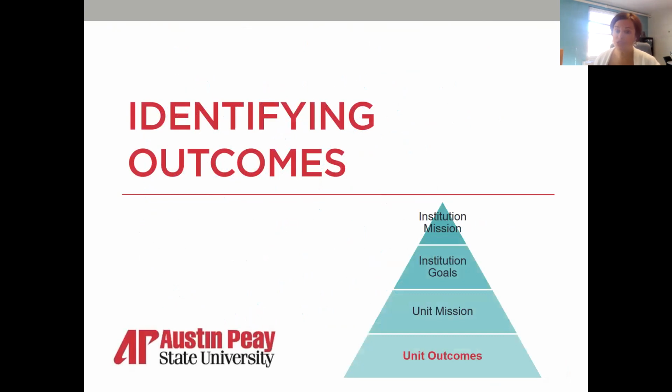So then from the mission, you want to identify your outcomes. So many of you already have your outcomes. Everybody actually should have outcomes at this point. But if you're new to your unit and you want to sort of rethink this, one of the things we're asking you to do with this new process is to look at your outcomes as a whole. What is the set of outcomes for our unit? And are they what we want them to be?